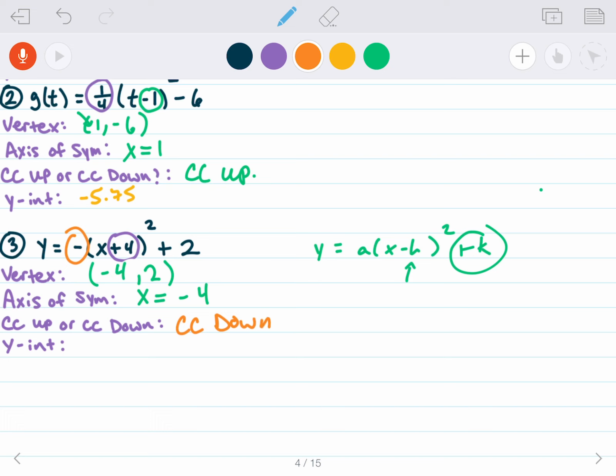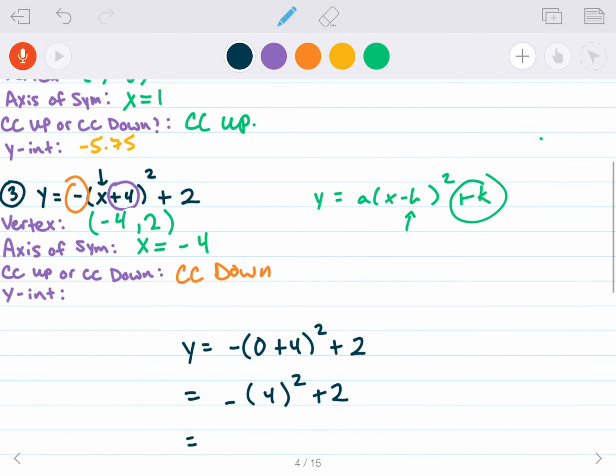Our y-intercept occurs when the input is 0. So we have y equals negative... I'm plugging in 0 for my input x, and I'm seeing what I get out for my y value. So I get negative 4 squared plus 2. Exponents come before multiplication, so 4 squared is 16, so this becomes negative 16 plus 2, which gives me a negative 14. So this is my y-intercept. If I wanted to write this as an ordered pair, by the way, I would write x is 0, y is negative 14. Same thing up here: x is 0, y is negative 5.75.